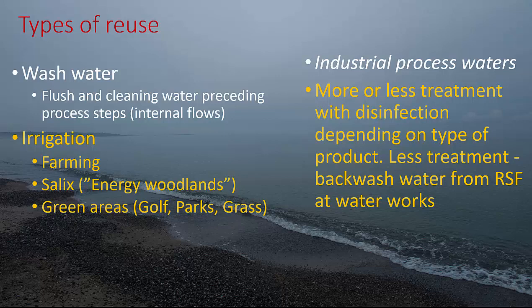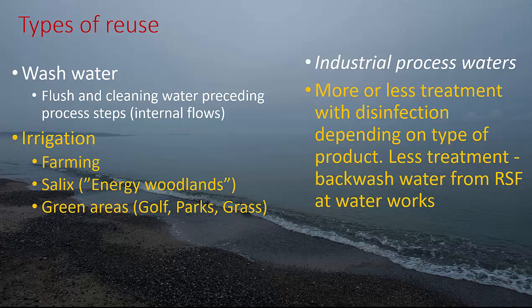Irrigation, here you will most likely be using treated sewage water, and you will definitely need some disinfection depending on your sewage water treatment process. If you have a membrane bioreactor, you will have a disinfection over the membrane. But if not, if you have a conventional activated sludge, you will definitely need disinfection if you look at irrigation.